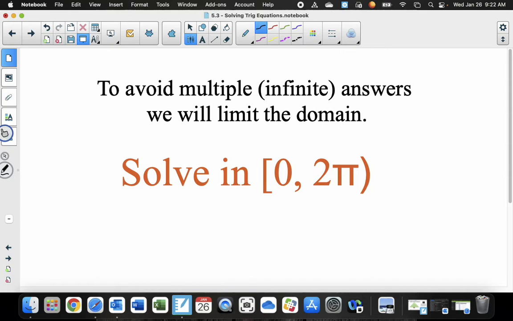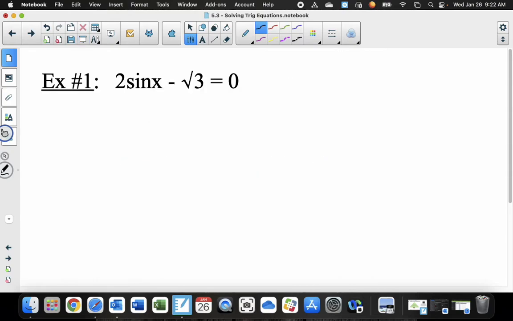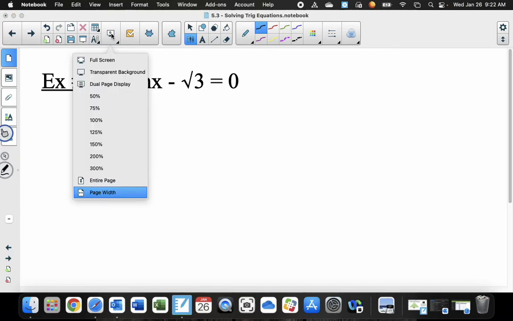We're not going to worry about what if it was a second time, a third time, and a fourth time. We're going to eliminate that. 0 to 2 pi is all we're looking at. That'll make the problems easier as well. So with that being said, here's example number 1. Let's do a few examples together.